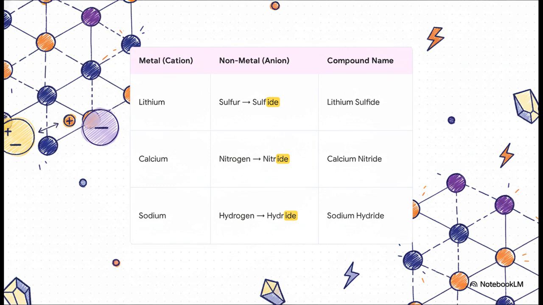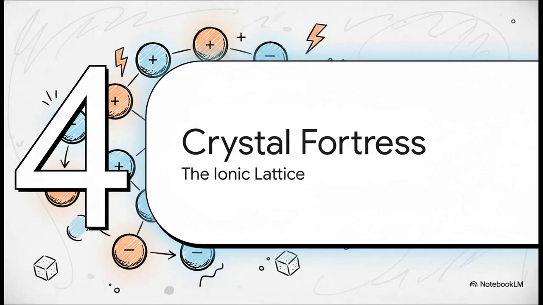And it works the same way for all the others you see here. Simple, right? But here's the thing. An ionic bond is almost never just a one-on-one deal. A single tiny grain of salt has trillions upon trillions of these ions. So how do they all arrange themselves? Well, they build something much, much bigger.